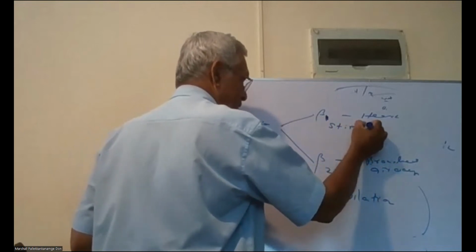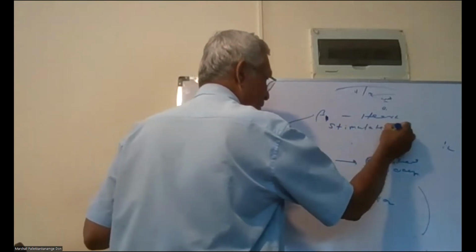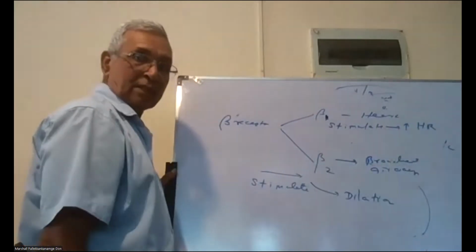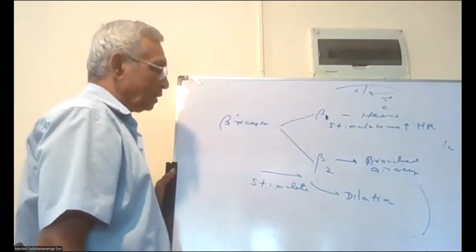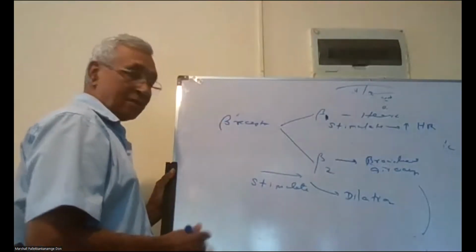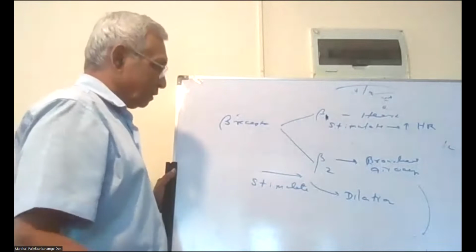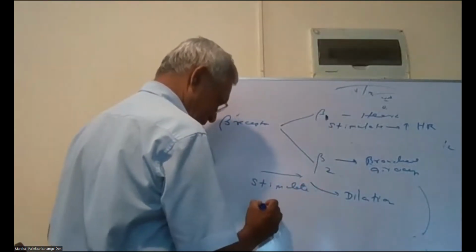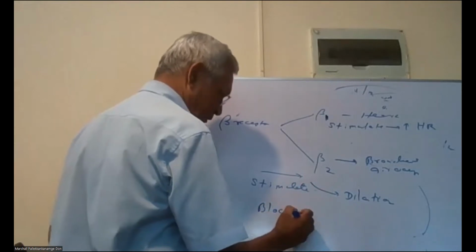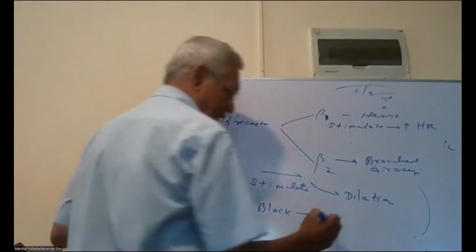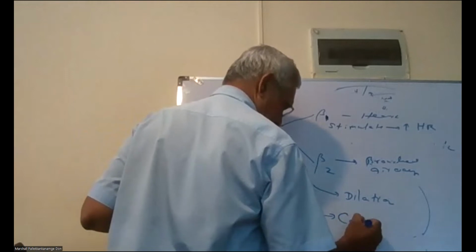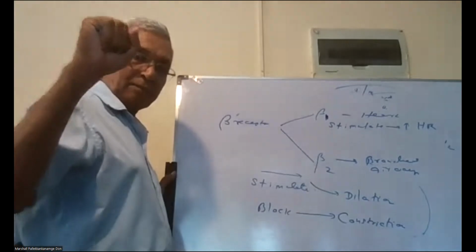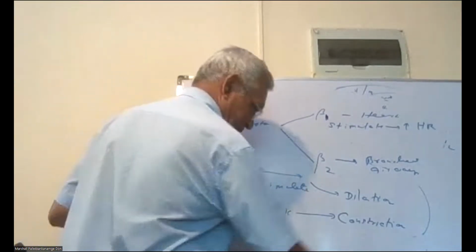Beta 1 stimulation causes increased heart rate. So what happens now when we are using beta blockers? What happens when blocked? It is blocked. It is constriction. It becomes narrow.